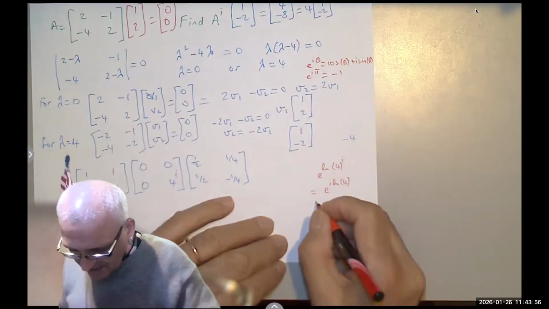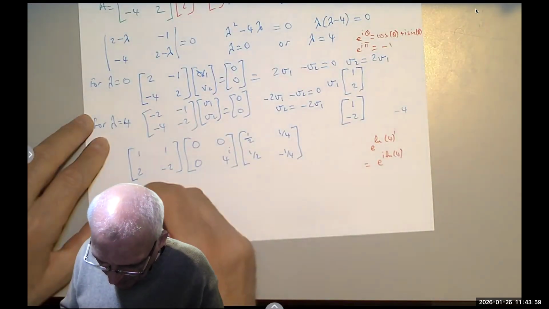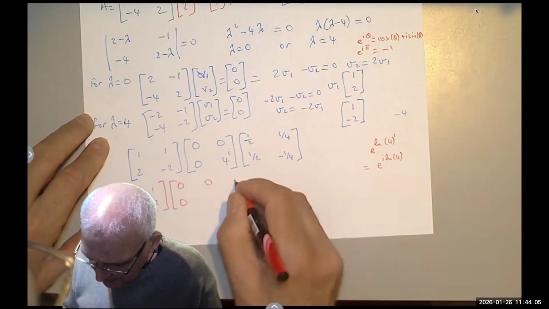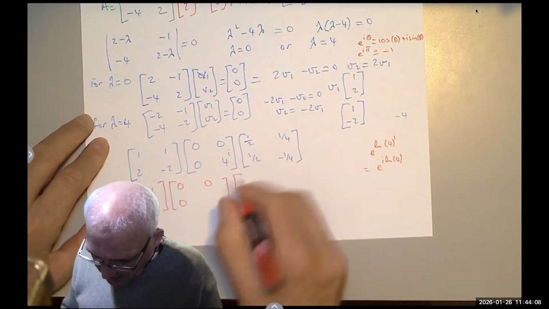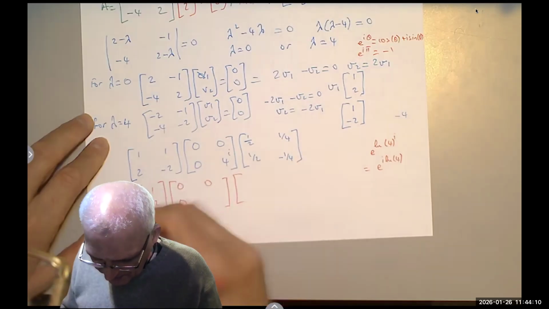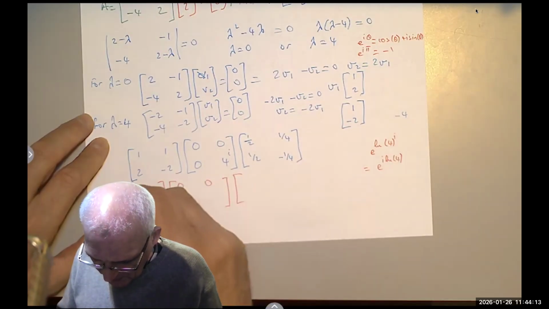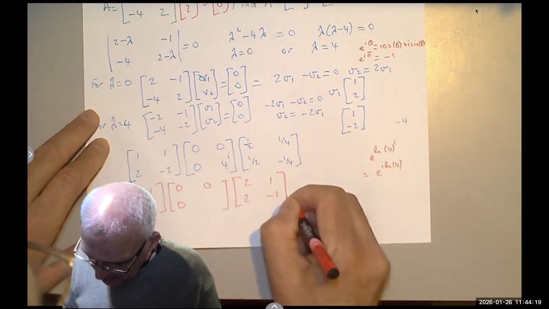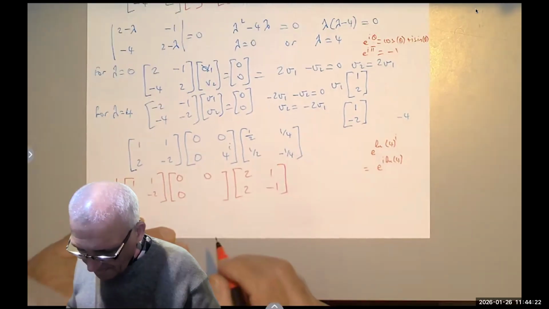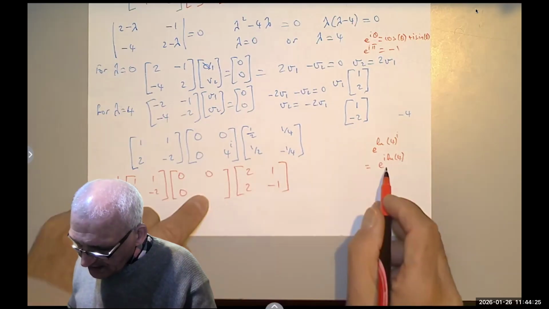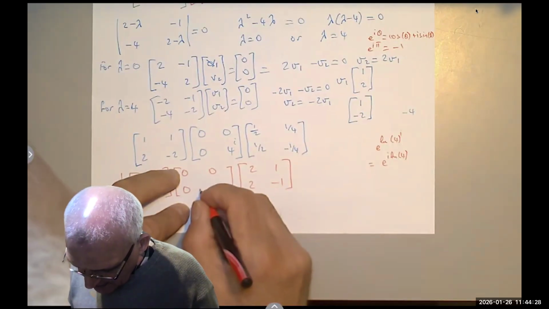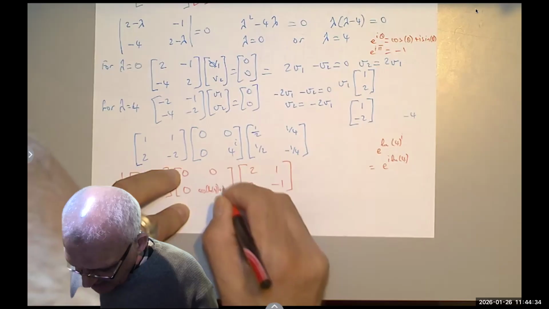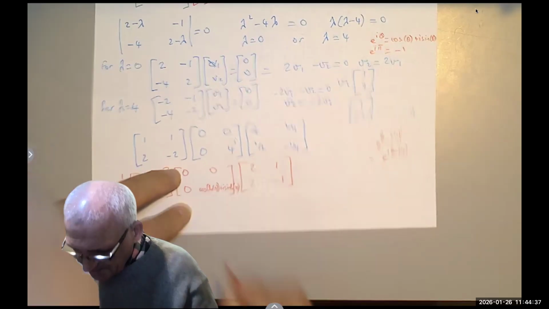So this can be written as 1, 2, 1, -2 times 0, 0, 0 times, you can take the 4 out if you want, 1/4, and write this as 2, 1, 2, -1. It's easier. And here you can write cosine natural log of 4 plus i sine natural log of 4.